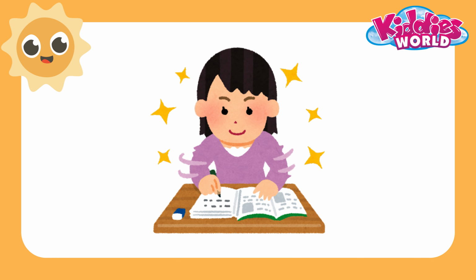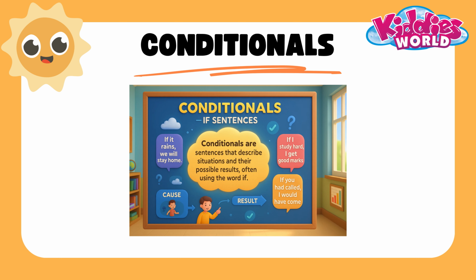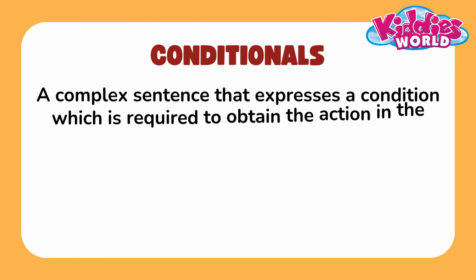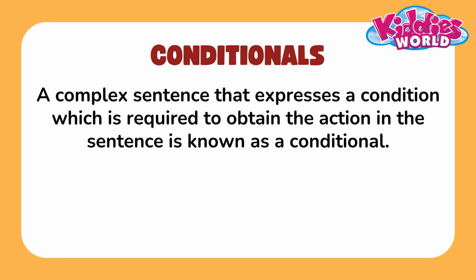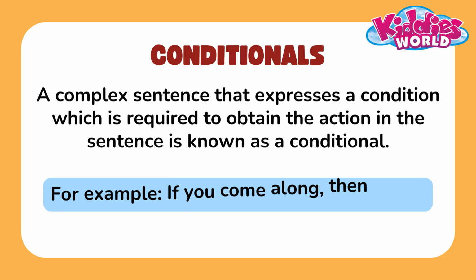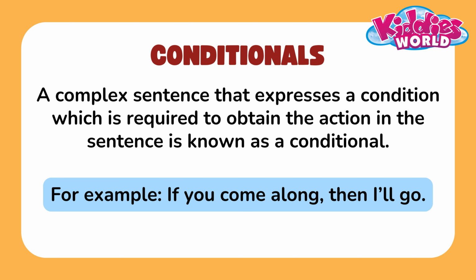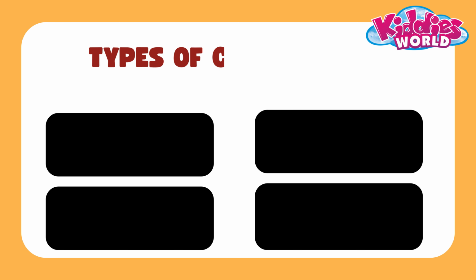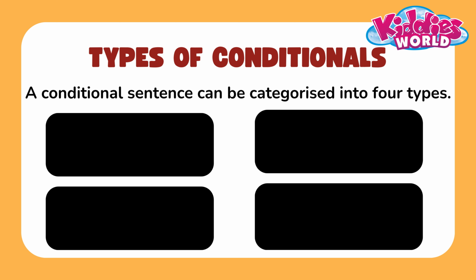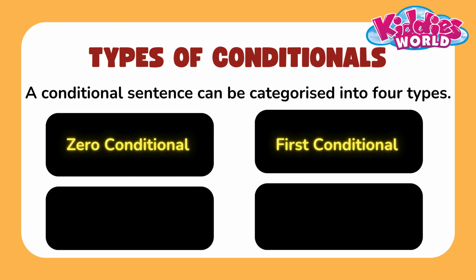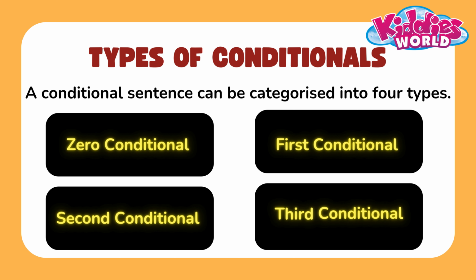Today, we are going to learn all about conditionals. A complex sentence that expresses a condition which is required to obtain the action in the sentence is known as a conditional. For example, if you come along, then I'll go. A conditional sentence can be categorized into 4 types: 0, first, second, third.